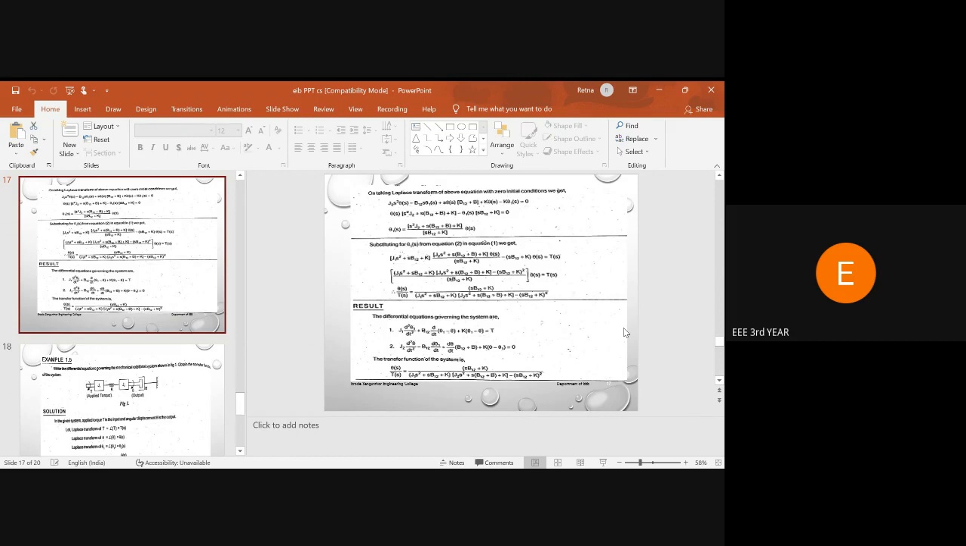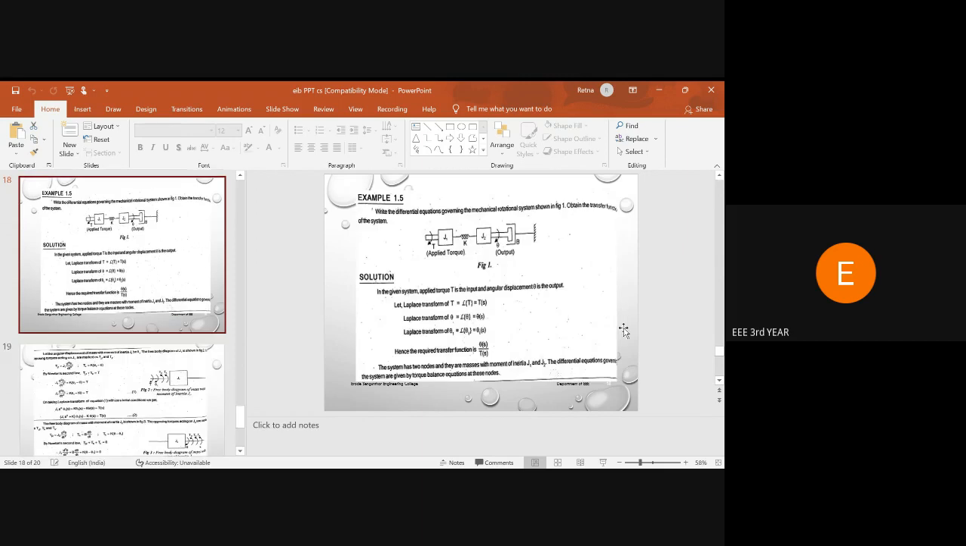Next, T of s is moved to the left hand side. Finally, we get the transfer function of the above mechanical rotational system, theta of s divided by T of s, equal to (s into B12 plus K) divided by [(J1 s square plus s into B12 plus K) into (J2 s square plus s into (B12 plus B) plus K) minus (s into B12 plus K) whole square]. This is the final answer. This equation is the transfer function of the above mechanical rotational system.